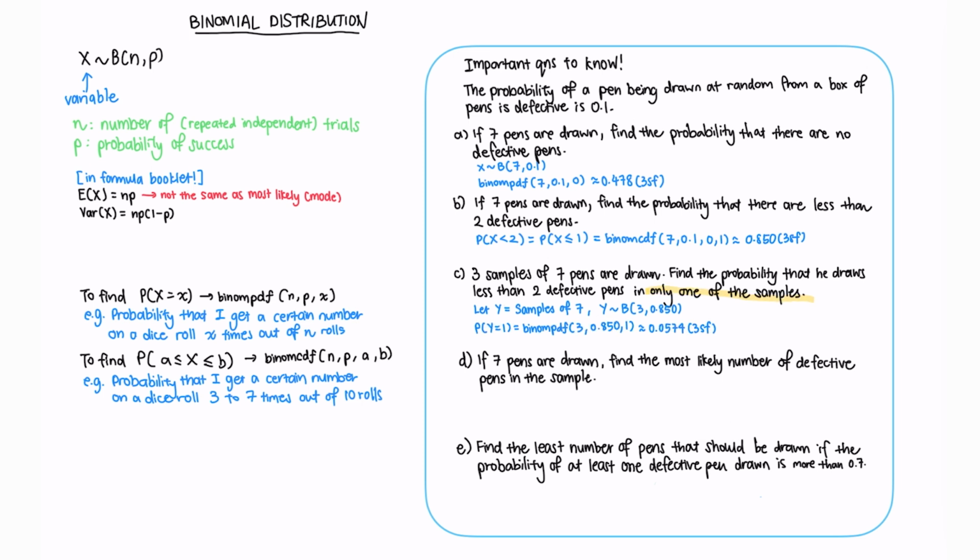Since we want only one of the samples, we're going to use Binomial PDF. So the probability of getting only one of these samples is Binomial PDF 3, again n, 0.850, this is your new binomial distribution by the way, and then comma 1, which is 0.0574.